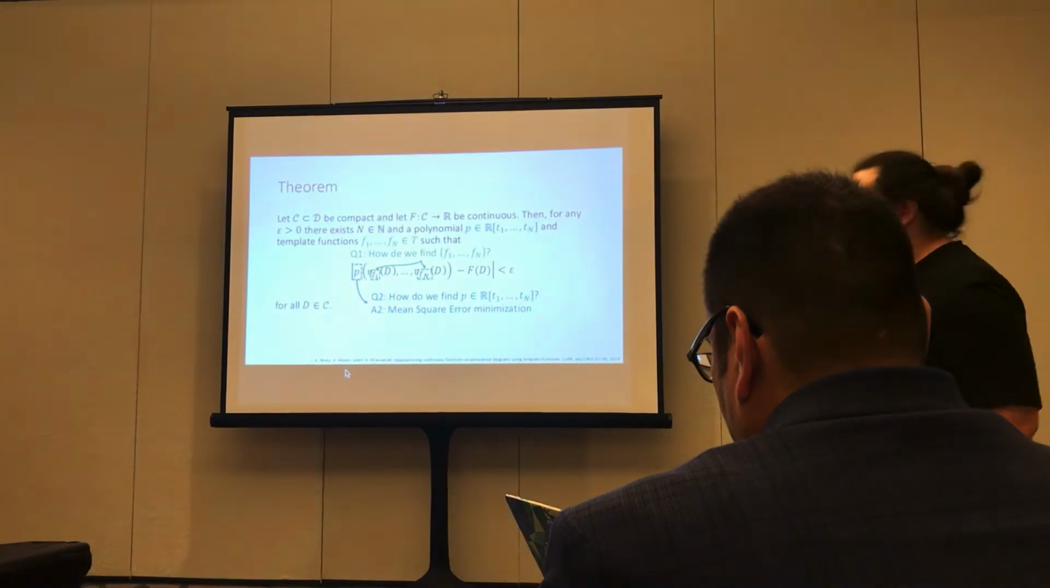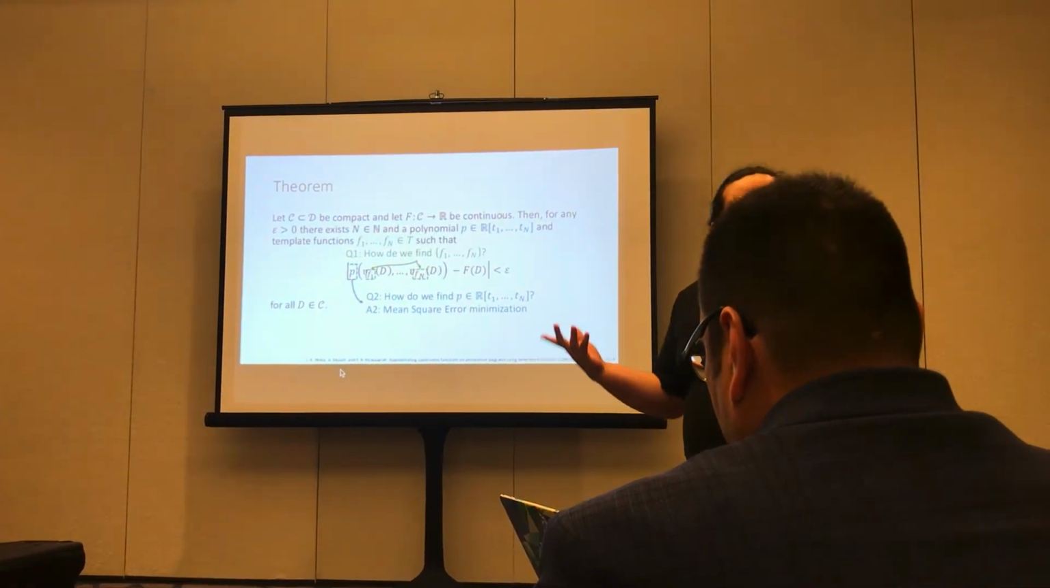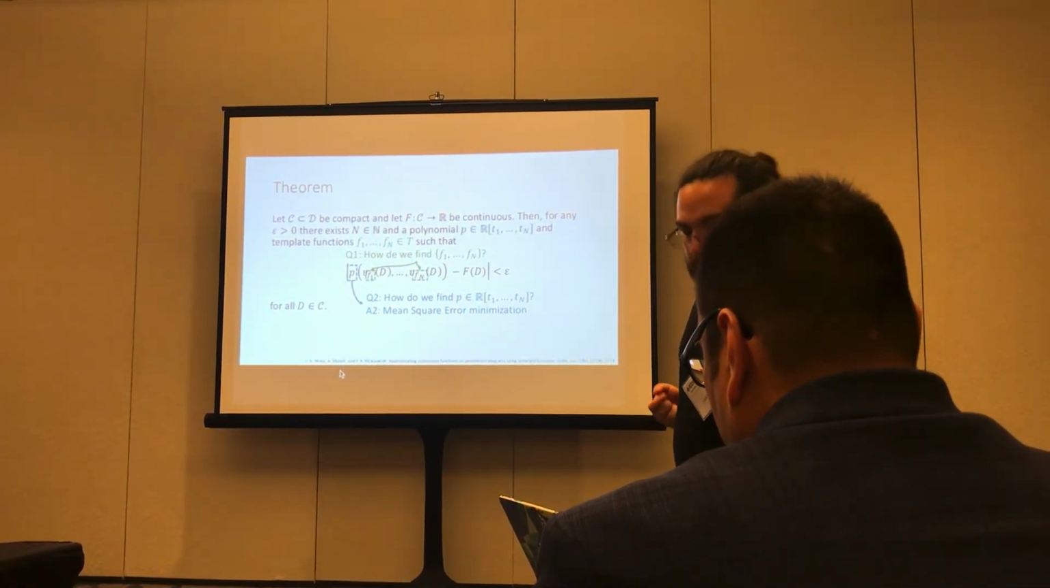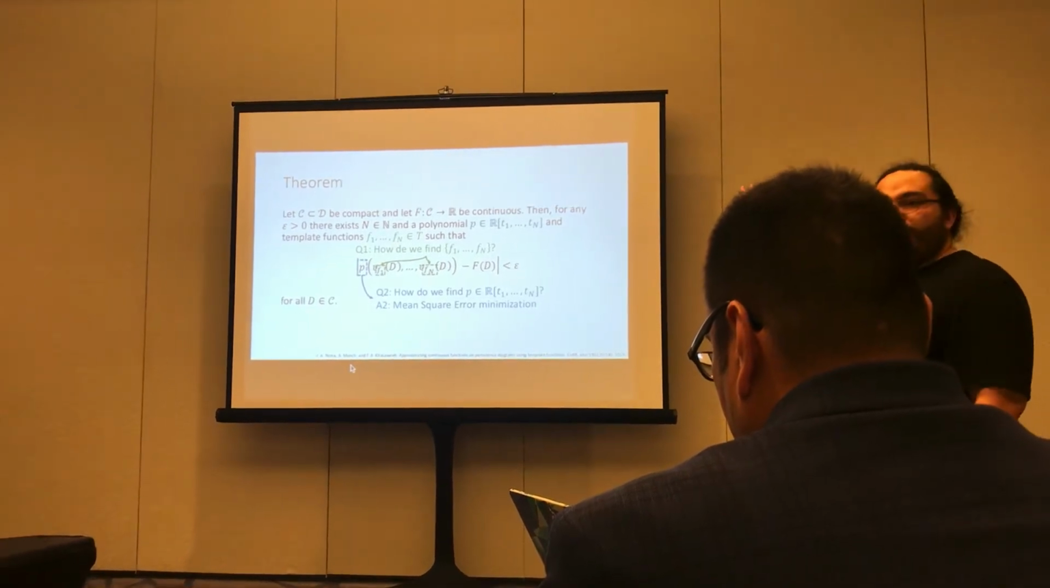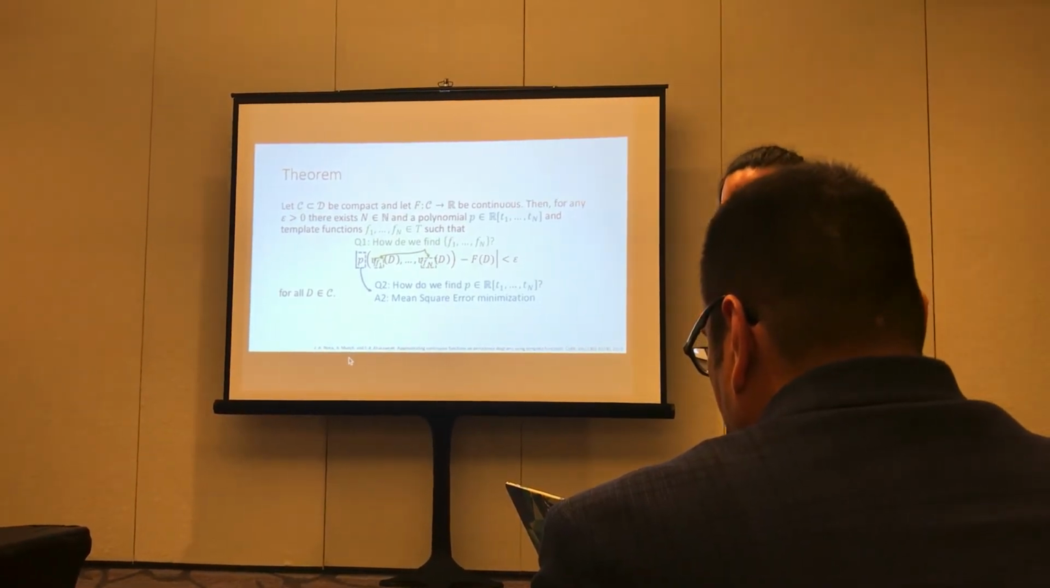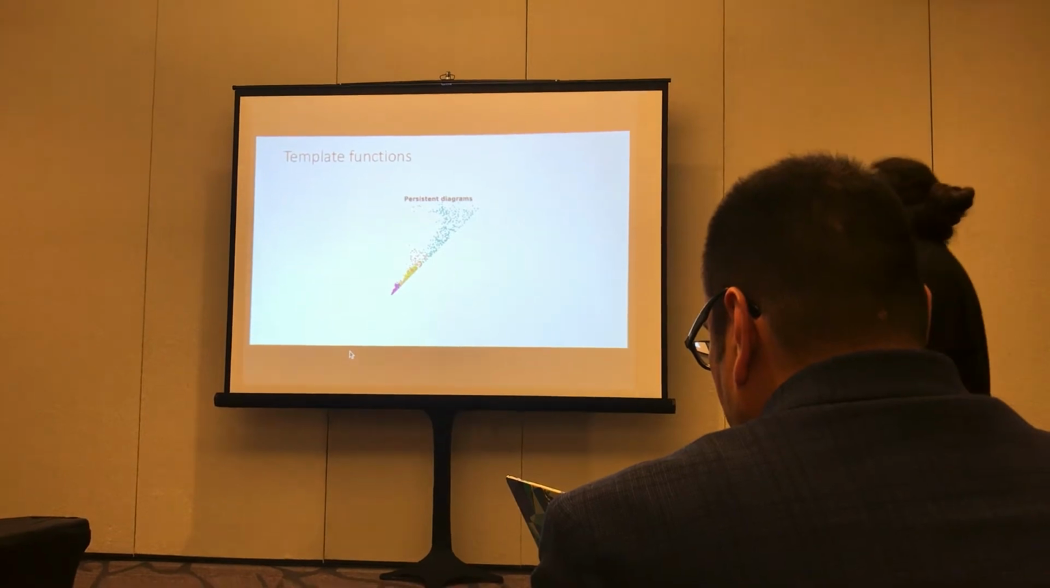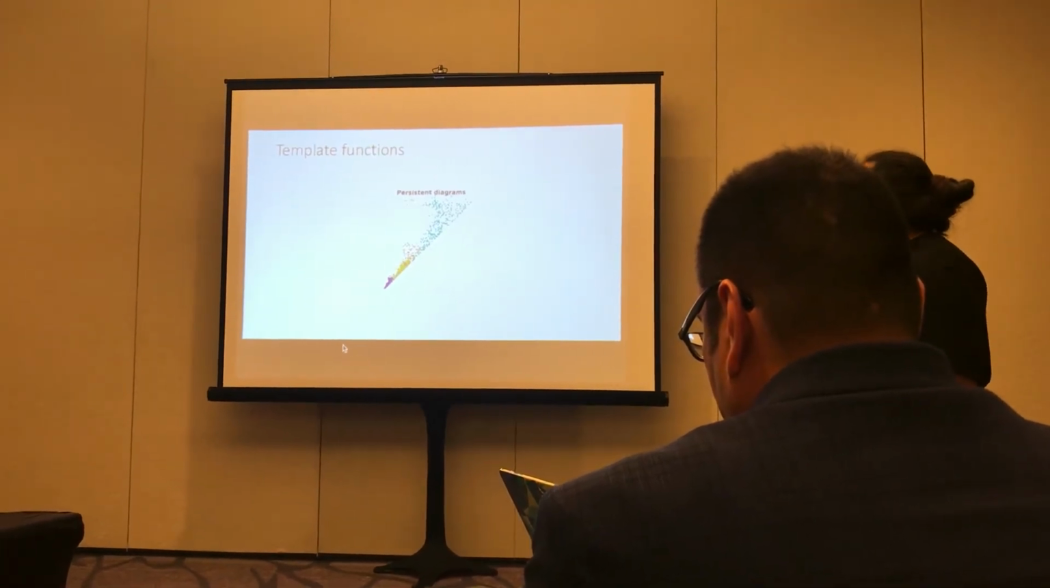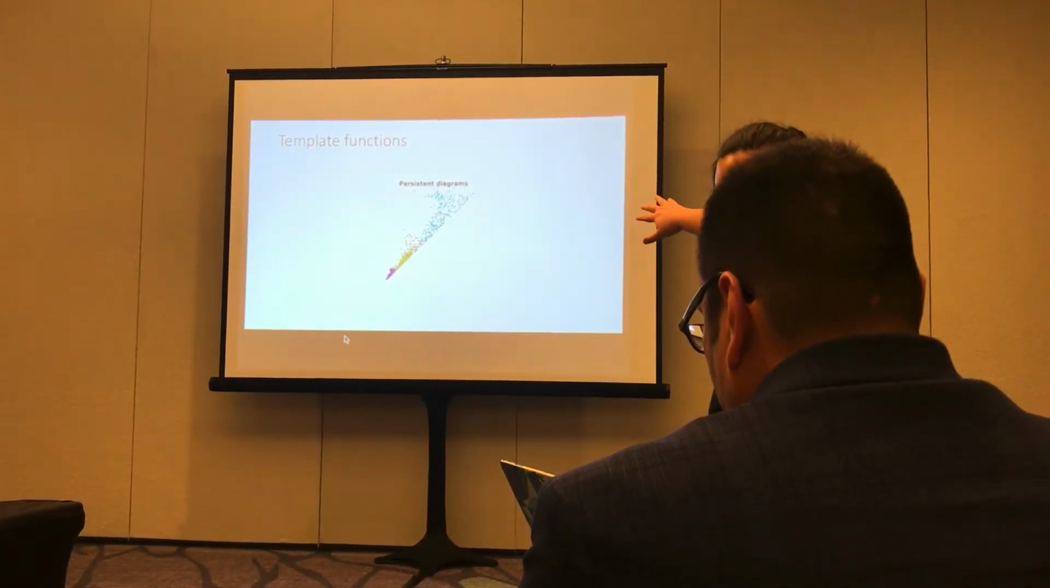For this work, I'm going to restrict myself to basically least squares problems, in a sense. But the main focus is going to be to answer the first question: how am I going to find this collection of template functions? So, we begin with a persistent diagram.